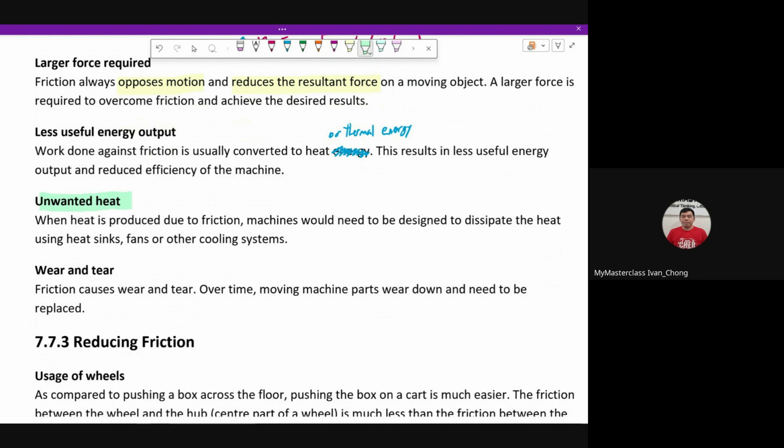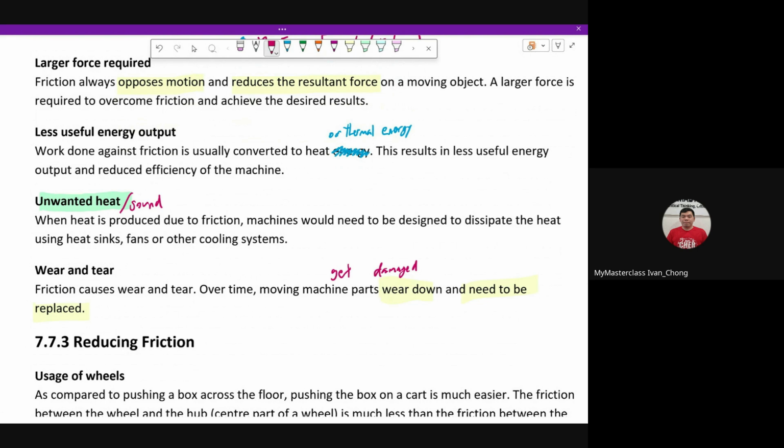If you only say heat, sometimes heat can be a good thing because if you are feeling very, very cold, you can rub your hands to produce heat. So you need to see that this is a disadvantage. So we need to say this is unwanted heat. You can also say unwanted sound as well. Okay. So wear and tear always needs you to spend more money to replace it because you wear down or damage. Okay, get damaged.